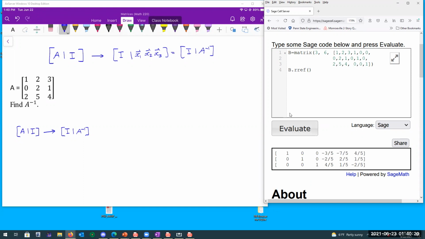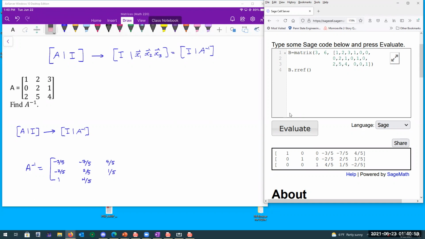And we can see our answer right away here. On the left-hand side, we see an identity matrix. And on the right-hand side, we see this inverse matrix: -3/5, -7/5, 4/5, -2/5, 2/5, 1/5. Okay. It is nice to have a computer here rather than having to do it by hand.